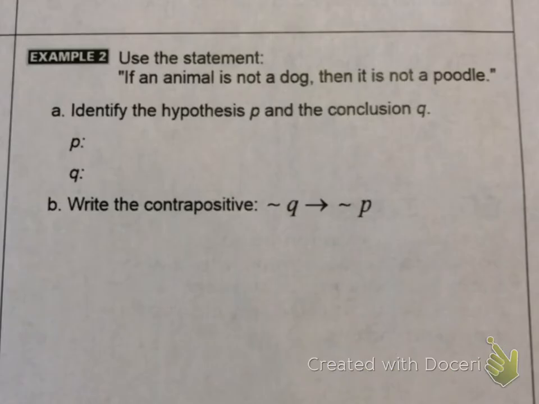Okay, the last one says use the statement: if an animal is not a dog, then it is not a poodle. Identify the hypothesis P and the conclusion Q. So the hypothesis is if the animal is not a dog. So we're going to say animal is not dog. And then the conclusion is then it's not a poodle. So we'll say not poodle.